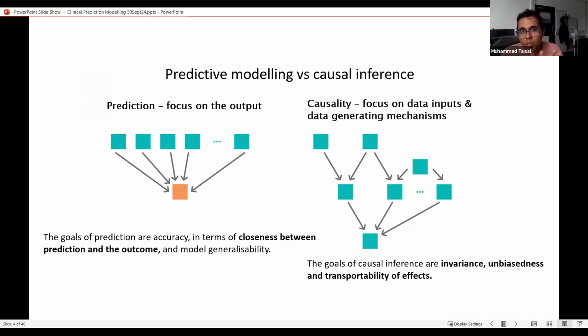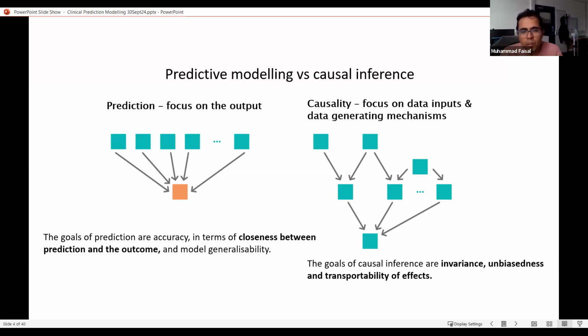Today is only about prediction modelling, which focuses on the output and how the predicted output is related to the observed output. We're trying to mimic and produce mathematical equations that will produce generalizable results that are sustainable and do not vary across different organizations.